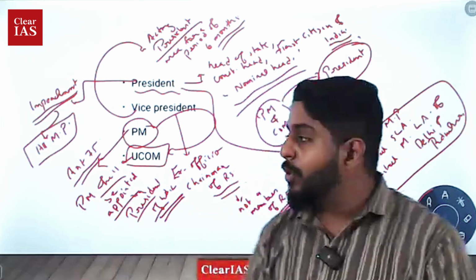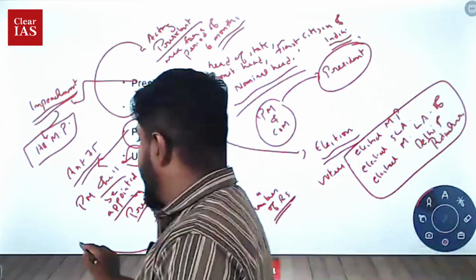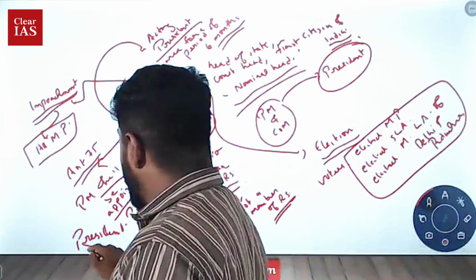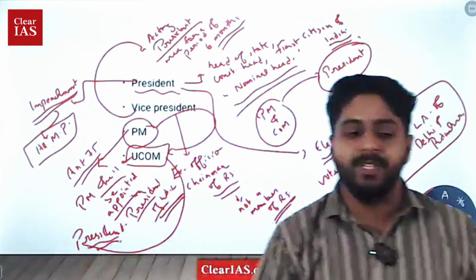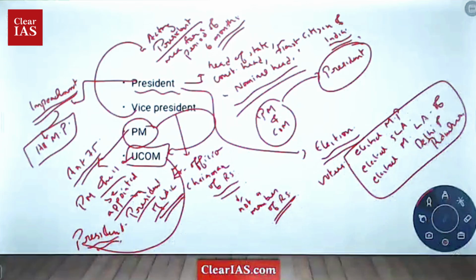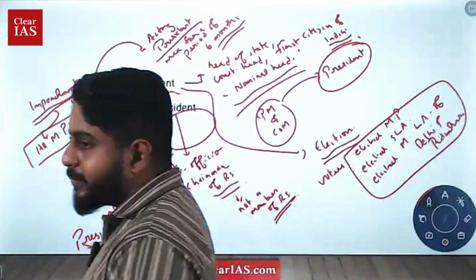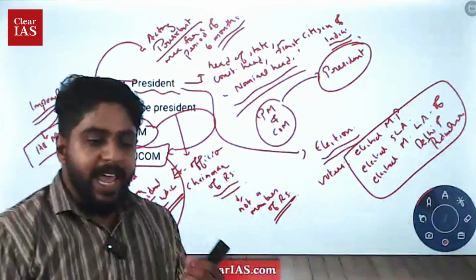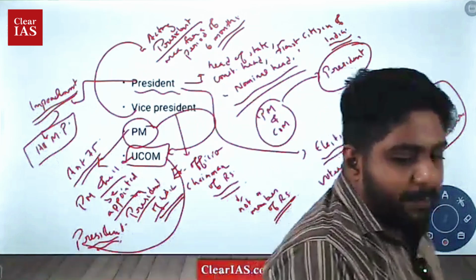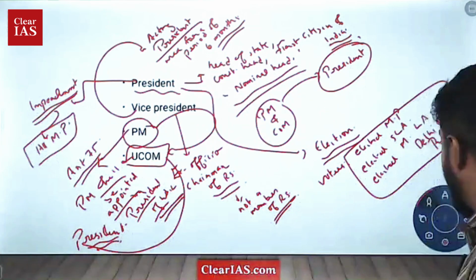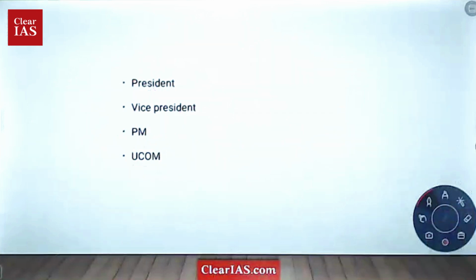Now, it is the role of the Prime Minister to choose the members of his team, and those members will also be appointed by the President of India. So the Union Council of Ministers will also be appointed by the President of India on the aid and advice of the Prime Minister. Fine. So the executive at the union level is the President of India, the Vice President of India, the Prime Minister, and the Union Council of Ministers.